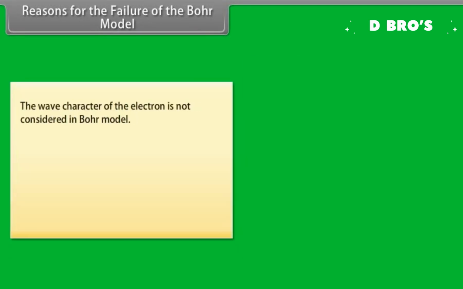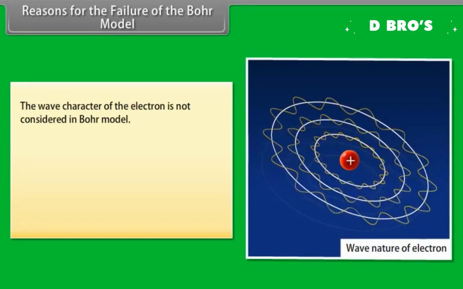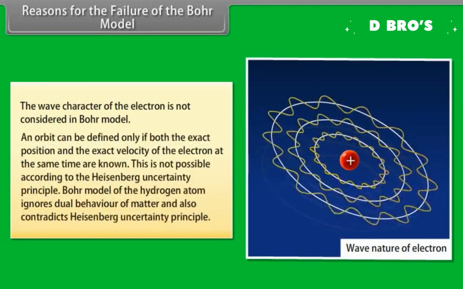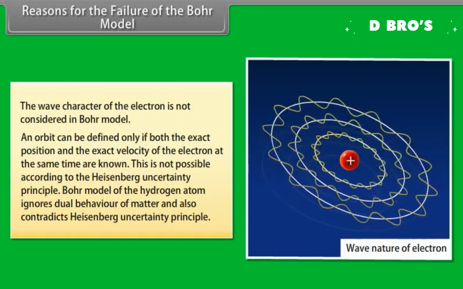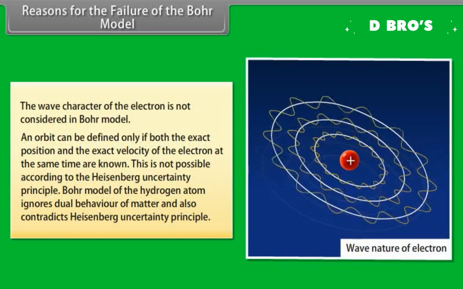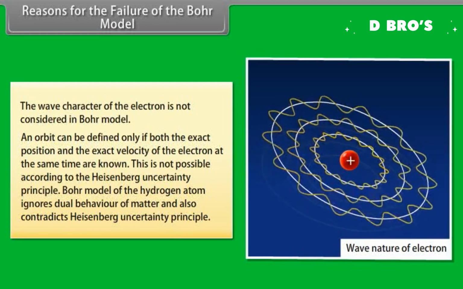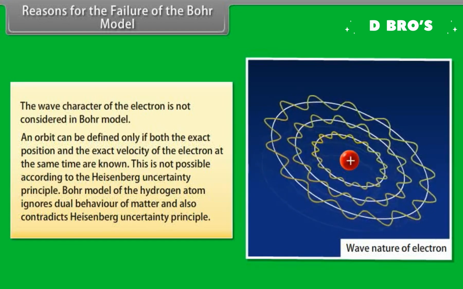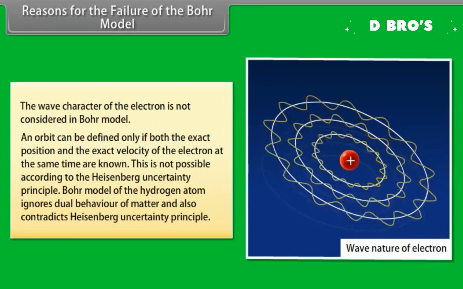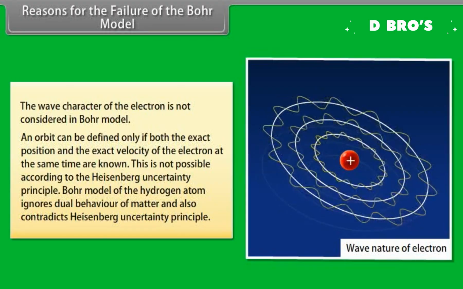Reasons for the failure of the Bohr model. The wave character of the electron is not considered in the Bohr model, and the orbit can be defined only if both the exact position and the exact velocity of the electron at the same time are known. This is not possible according to the Heisenberg uncertainty principle. The Bohr model of the hydrogen atom ignores the dual behavior of matter and also contradicts the Heisenberg uncertainty principle.